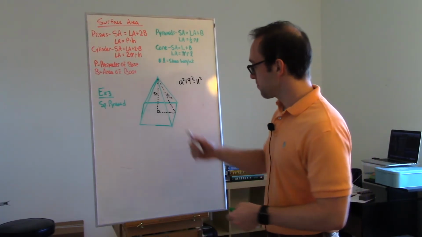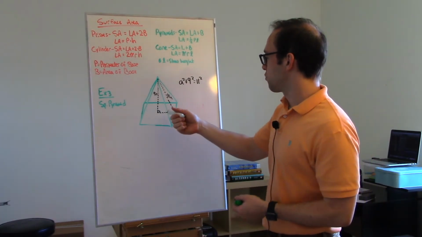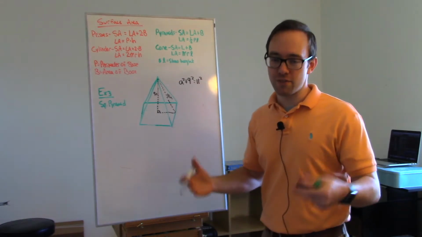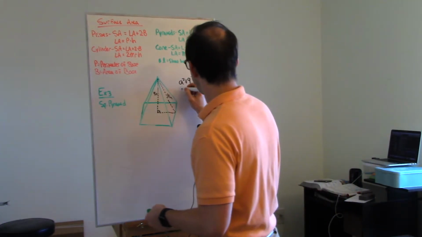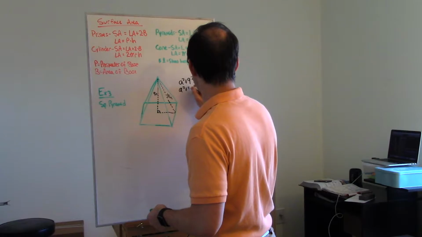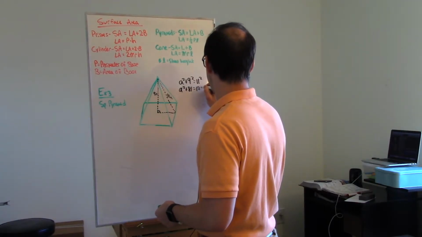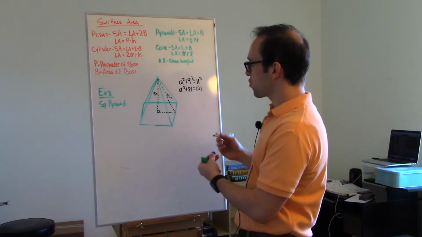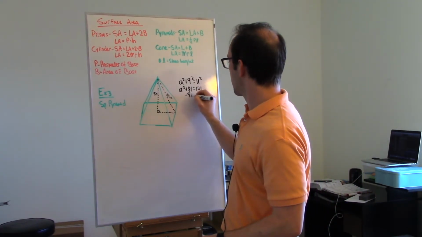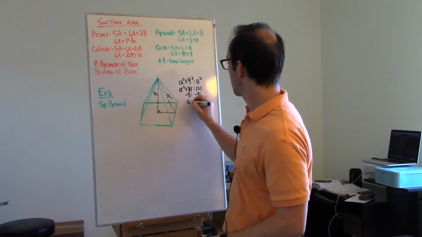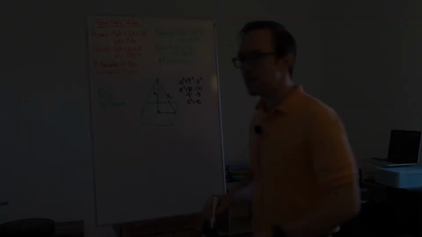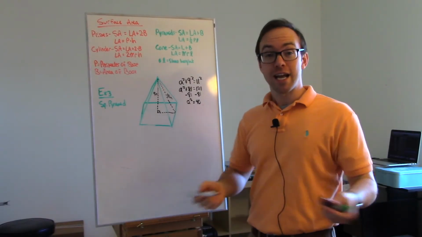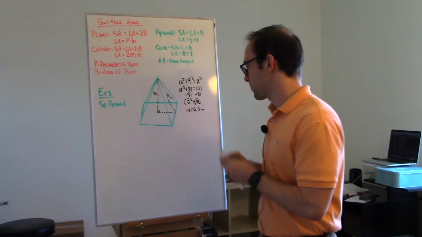So using the Pythagorean theorem, we'll just say a squared, because it's in the formula, a squared plus 9 squared equals 11 squared. A squared plus 81 equals 121, and we'll solve for a. So subtract your 81 over, which gives you 40, and then we'll square root both sides. Rounded, 6.3 inches.